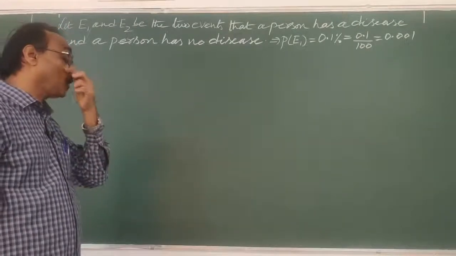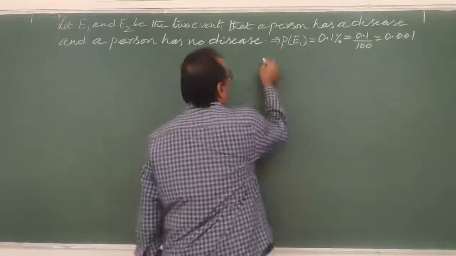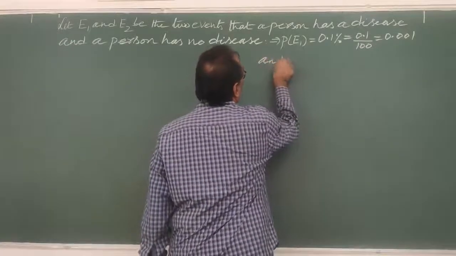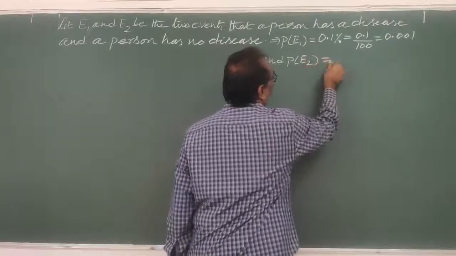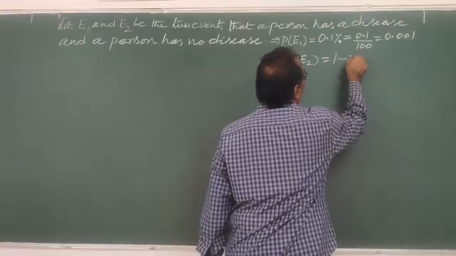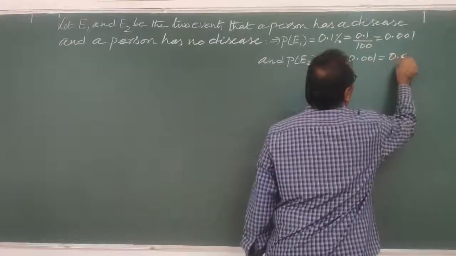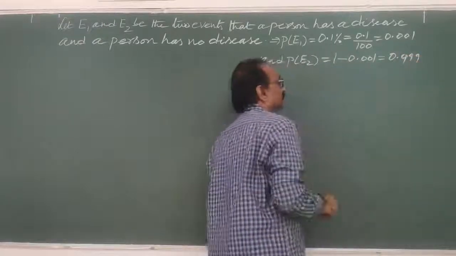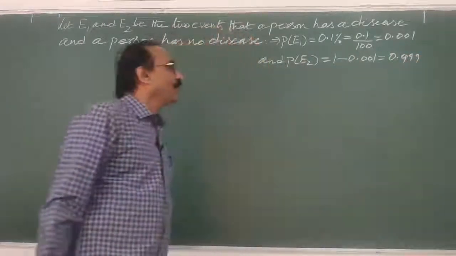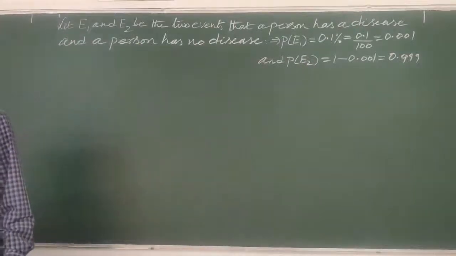Next, what is E2? The probability of E2 is 1 minus 0.001, which is equal to 0.999. Correct? Why, sir? I don't know why you subtracted it.